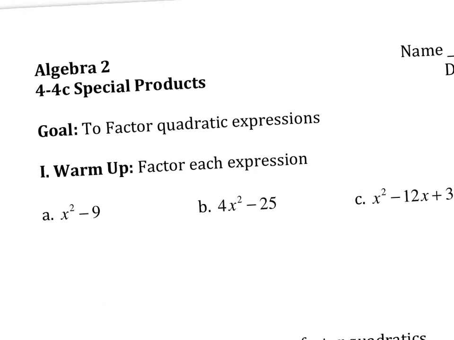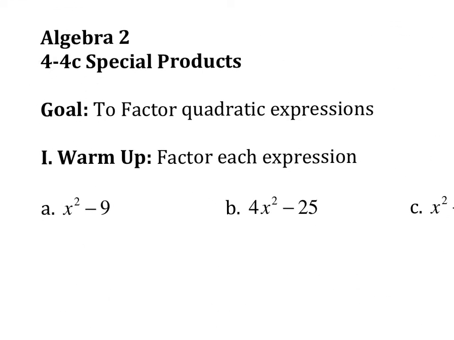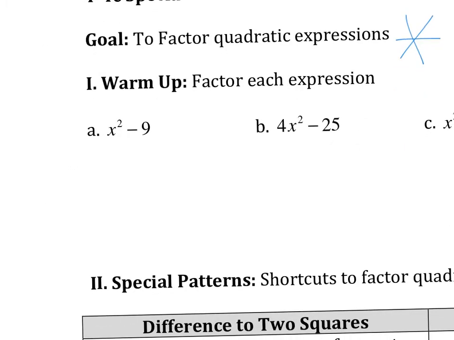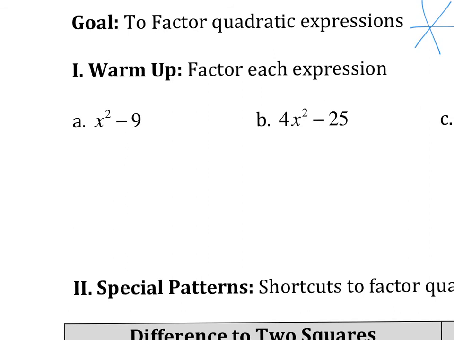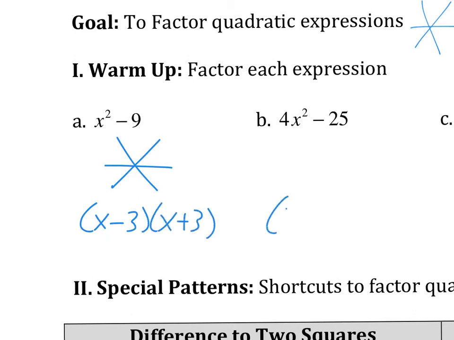So yesterday we spent some time factoring quadratic expressions, and the big thing that we did was teach you how to do the Snowflake Method, which I found to be the more elegant and speedy method. While you were working through these ones, hopefully you recognized that as you did this, you got x minus 3 and x plus 3. And as you did this one, you got 2x minus 5 and 2x plus 5.